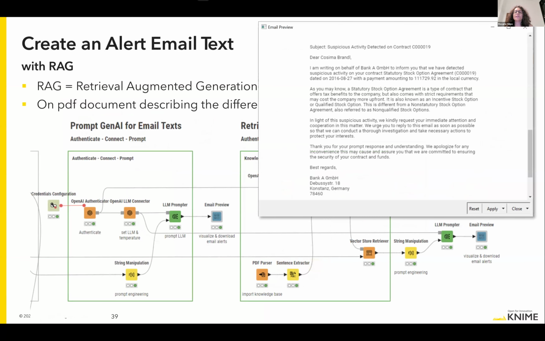So let's see how this answer was. This was the answer with RAG, so not just purely an API request. And what's the difference? The difference is here. It gives you a bit more of a legalese kind of answer. And it says, as you may know, the statutory stock option agreement is a type of contract, and it tells you a bit of a summary of the contract that supposedly you have signed for. So it's a bit more precise. Also, the terminology is more correct than what was created before.